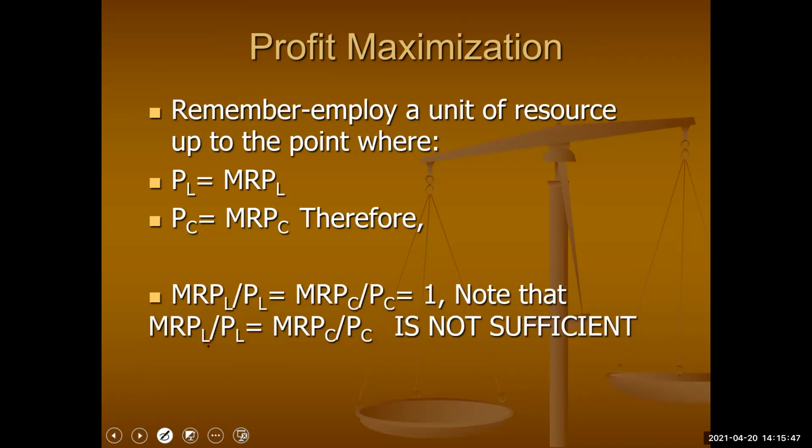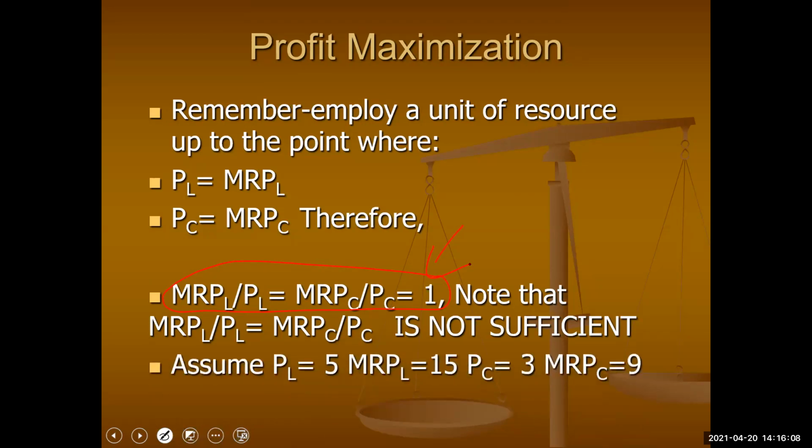So what we end up doing is employing the unit of resource up to the point where the price equals the marginal revenue product. And notice in this case, I want them both to equal 1. So assume the price of labor is $5, the marginal product of labor is 15, the price of capital is 3, and the marginal revenue product of capital is 9. I have 15 over 5 and 9 over 3. Both of those equal 3, but they don't equal 1.